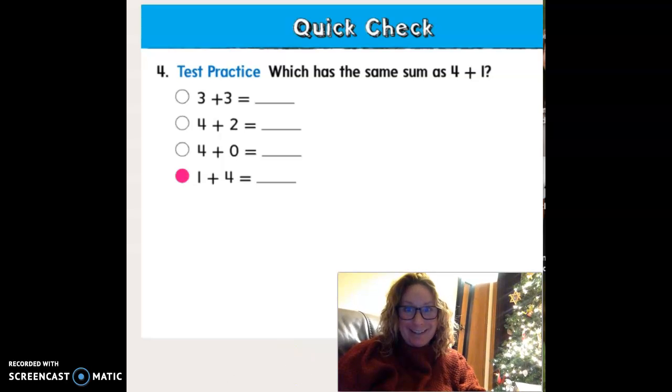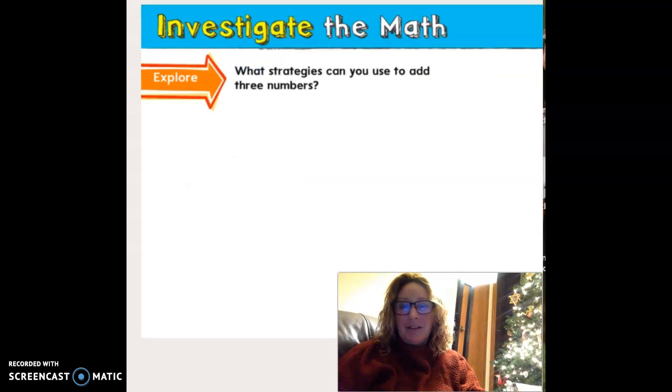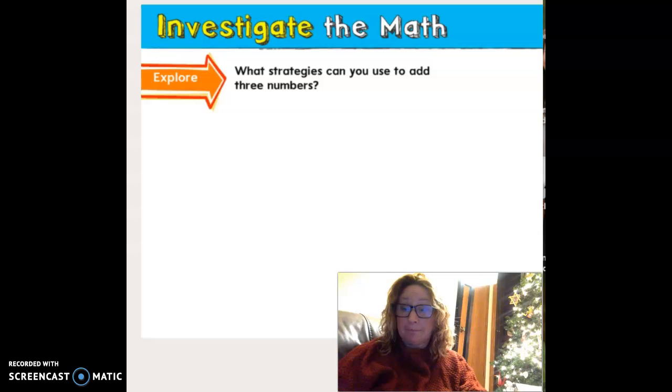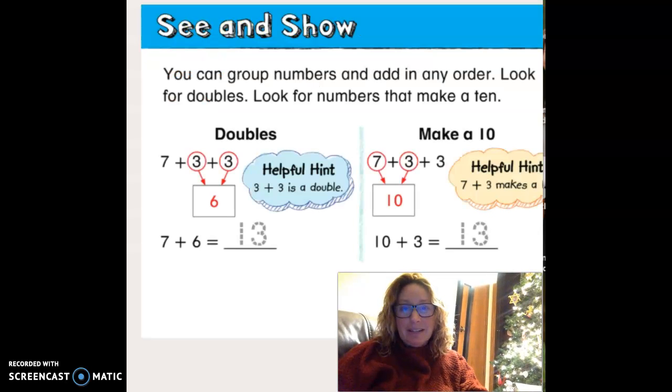Yes, did you get it? 1 plus 4 has the same sum as 4 plus 1, right? They both have the sum of 5. Yes, we just turn those numbers around like we did last week. We can add those numbers in any order. Now today we're going to explore what strategies you can use to add 3 numbers. Let's take a look at this.